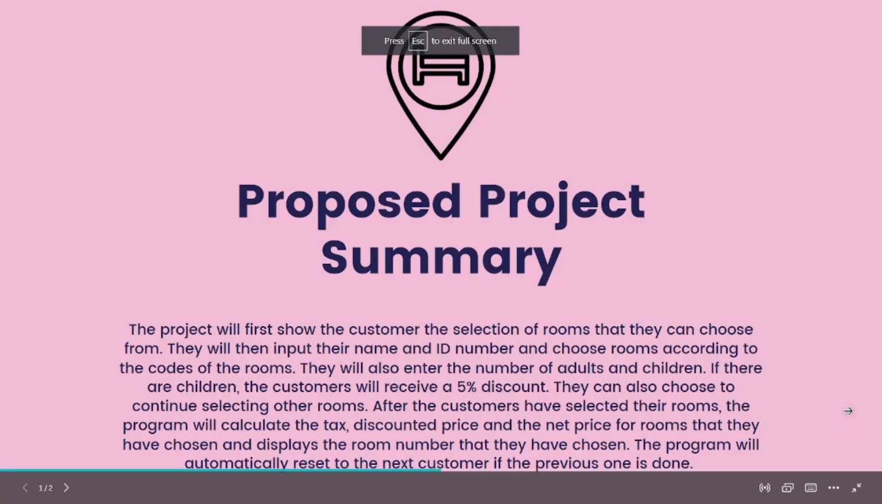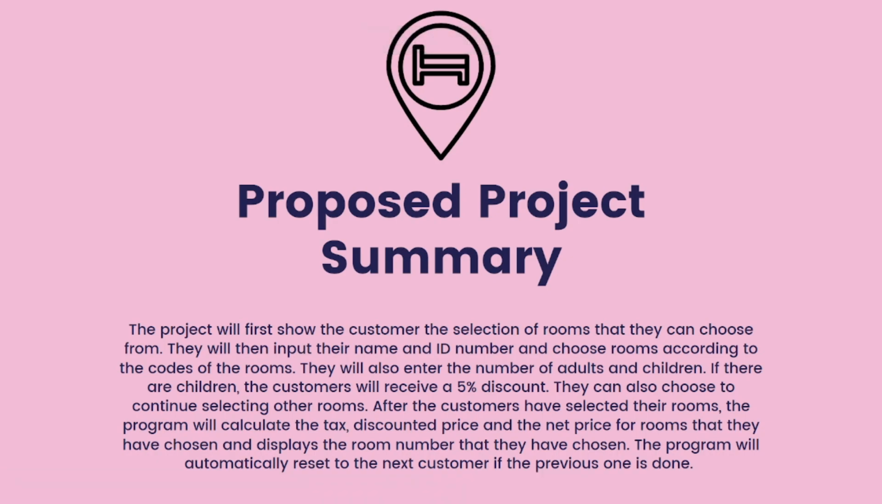Hi, Assalamualaikum. Before we begin with our program or code segment, let's see the proposed project summary. The project will first show the customer the selection of rooms that they can choose from. They will then input their name and ID number, and they can also choose rooms according to the codes of the rooms. They will also enter the number of adults and children. If there are children, then the customers will receive a 5% discount.